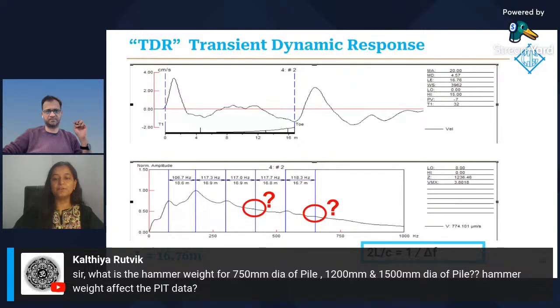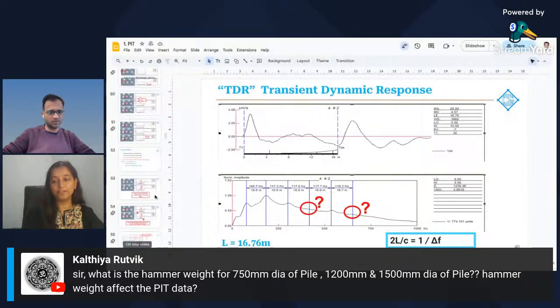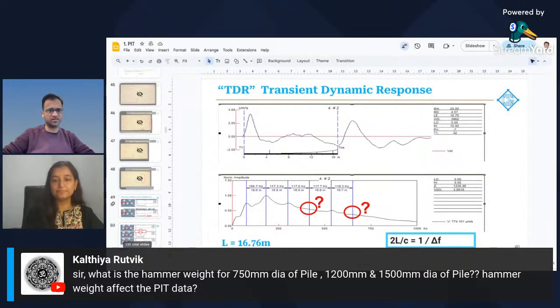Next question is from Rutvik. What is the hammer weight for 750 mm, 1200 mm and 1500 mm diameter piles? Does hammer weight affect the PIT data? Yes, they do.